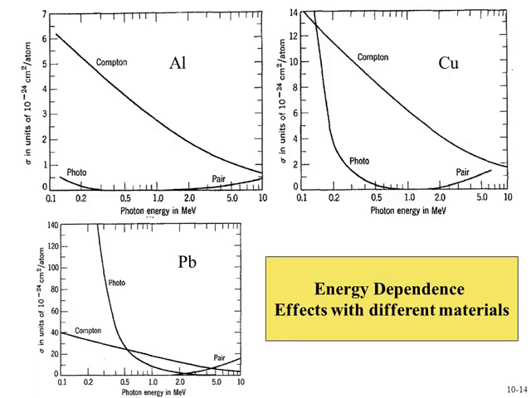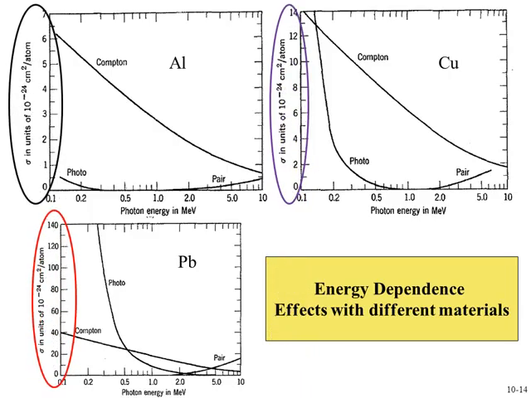The other thing I'd like to have you take notice of in this figure is the cross-section data. It's plotted against cross-section in aluminum. The cross-sections go up to 6. For copper, they go up to 14. And for lead, they go up to 140. So this indicates that the interaction with lead is by far the greatest.